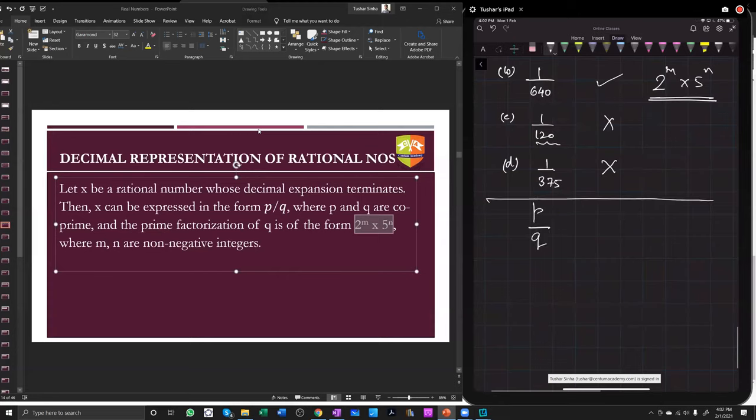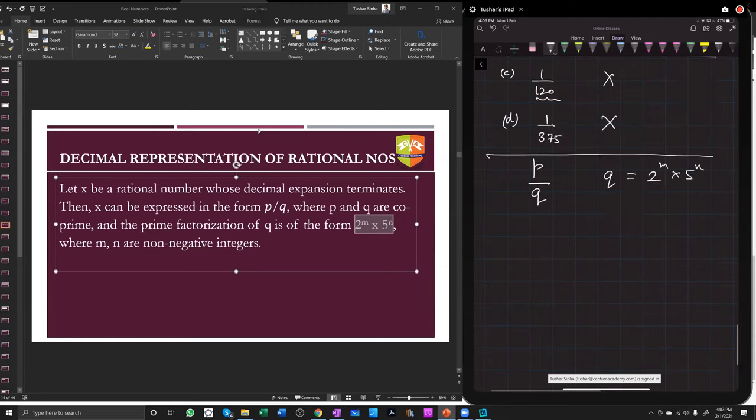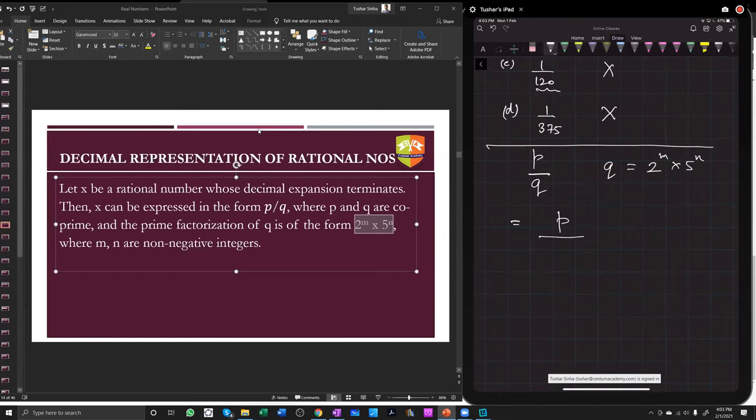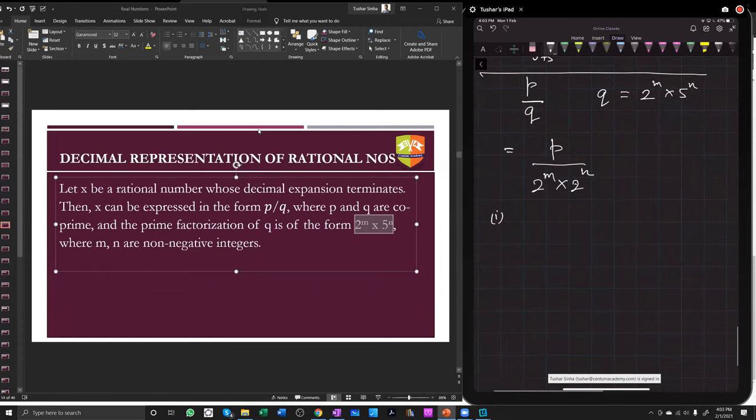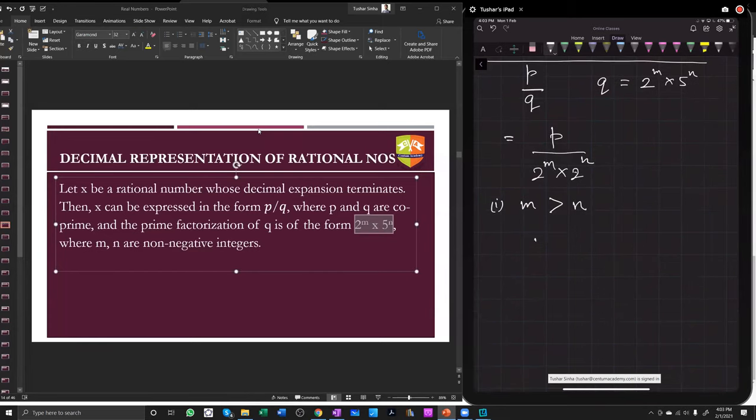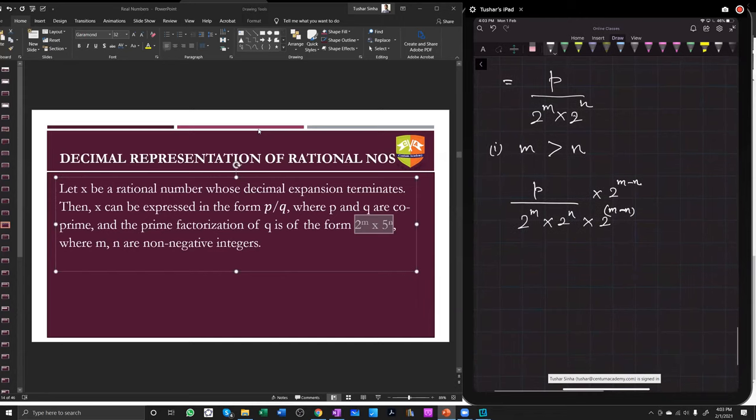Let's now prove it also. So P by Q is there, and let's say Q is equal to 2 to the power m into 5 to the power n. So what is this number? This number will become P upon 2 to the power m into 5 to the power n. Simple. Then let us say case 1: if m is greater than n, I will multiply and divide by 5 to the power m minus n. This process I can do without any problem, because I can multiply and divide by the same number. The fraction doesn't change.